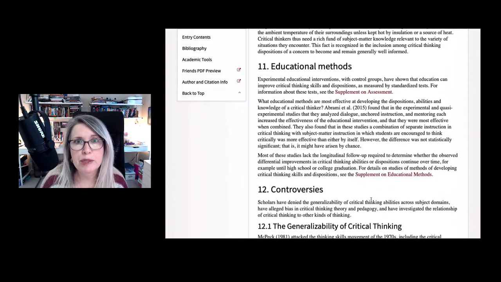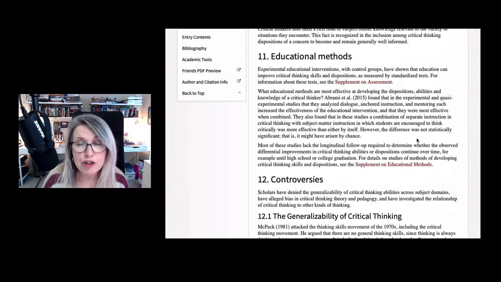Educational methods. Experimental educational interventions with control groups have shown that education can improve critical thinking skills and dispositions as measured by standardized tests. So you can do it. You can teach it. You have to teach it, in fact, because otherwise it will be very rudimentary. What educational methods are most effective at developing the dispositions, abilities, and knowledge of a critical thinker?